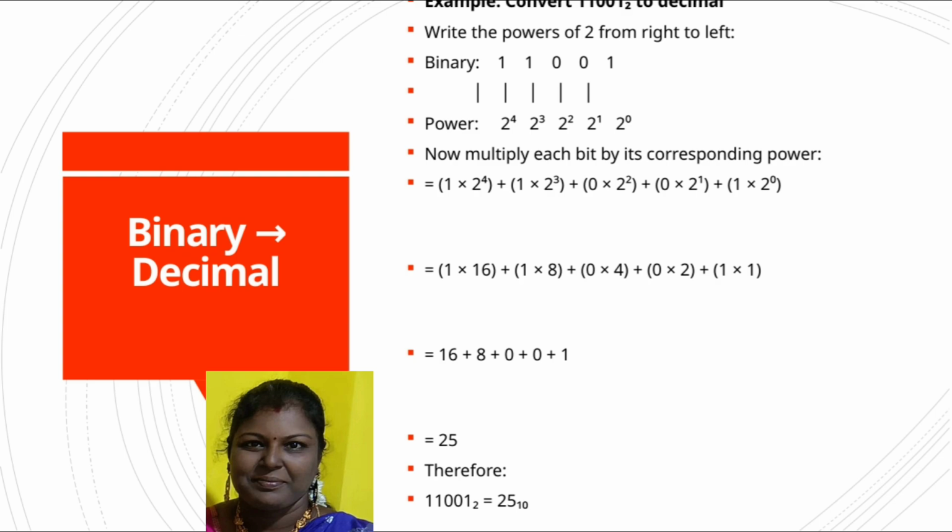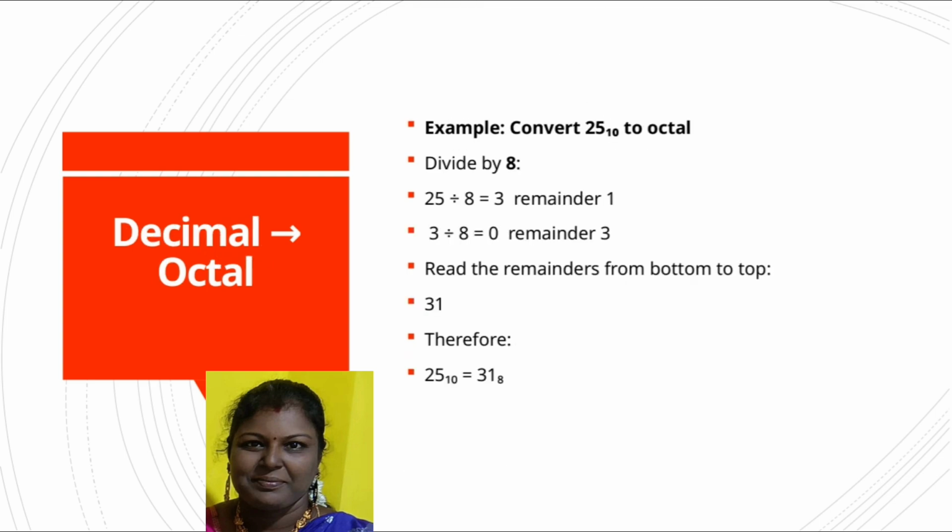Let's look at how to convert the decimal number 25 into octal. We start by dividing 25 by 8. That gives us 3 with a remainder of 1. Next, we divide 3 by 8, which is 0 with a remainder of 3. Now, we take the remainders from bottom to top. That's 3 then 1. So, 25 in decimal is 31 in octal. It's a simple process once you get the hang of dividing and reading the remainders backwards.